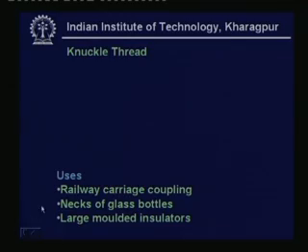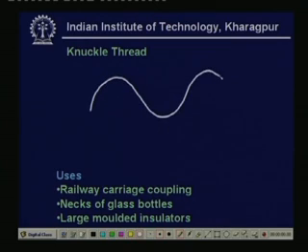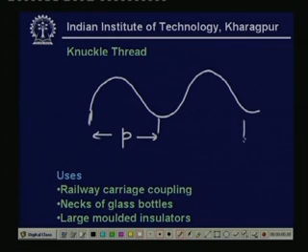Then the knuckle thread, it has the profile here again, this is P and P. Now, this has the advantage that it can be made very easily by rolling or casting, but the disadvantage that machining cannot be done so effectively. So, the surface finish is not that good, therefore, it cannot be used for any precision operations.